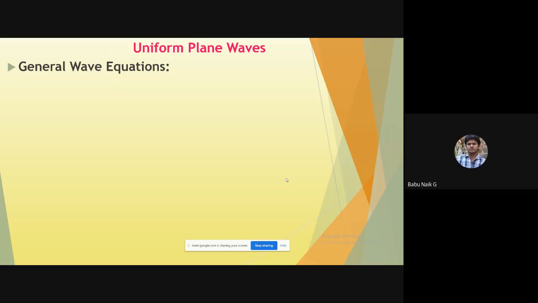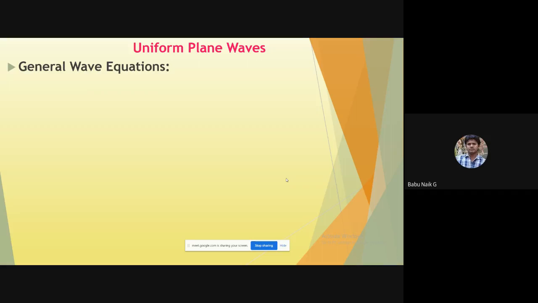So before seeing uniform plane waves, let us take the introduction part. We have seen Maxwell equations for time varying fields, which form the basis of the explanation of electromagnetic wave propagation. In this, the main thing is wave propagation, which exists completely in electromagnetic waves. Electromagnetic waves were first stated by Professor Heinrich Hertz.